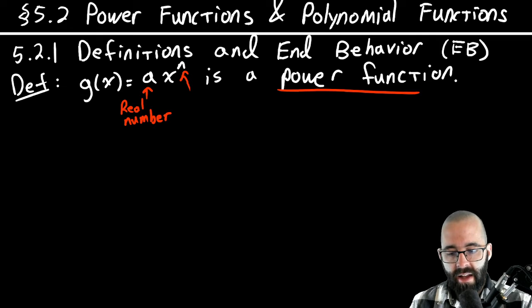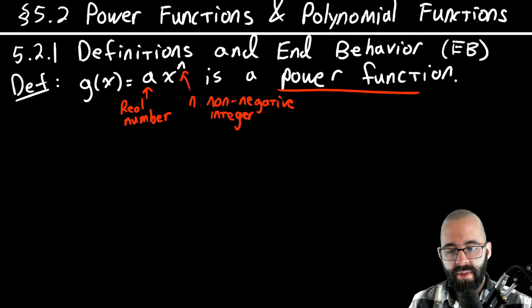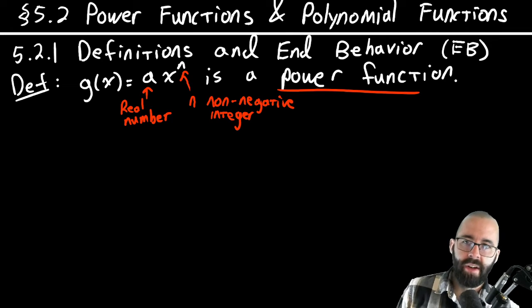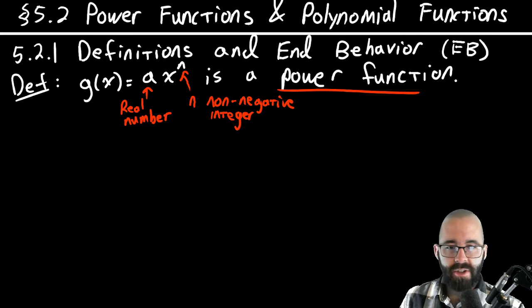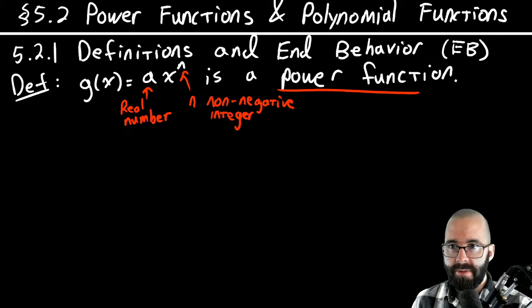So n is going to be, I'll just write this, it could be 0, it could be 1, it could be 2, it could be 3, etc. It has to be an integer, can't be anything in between those numbers.